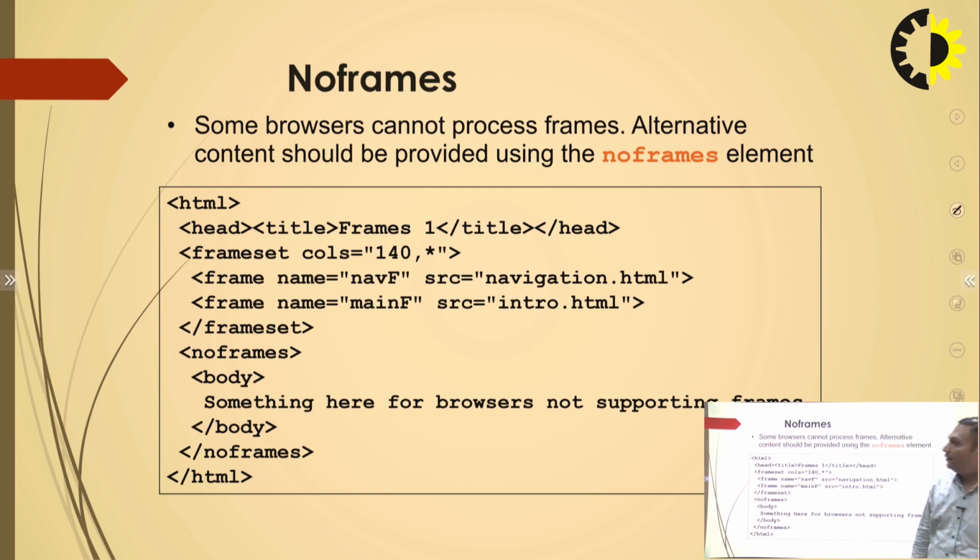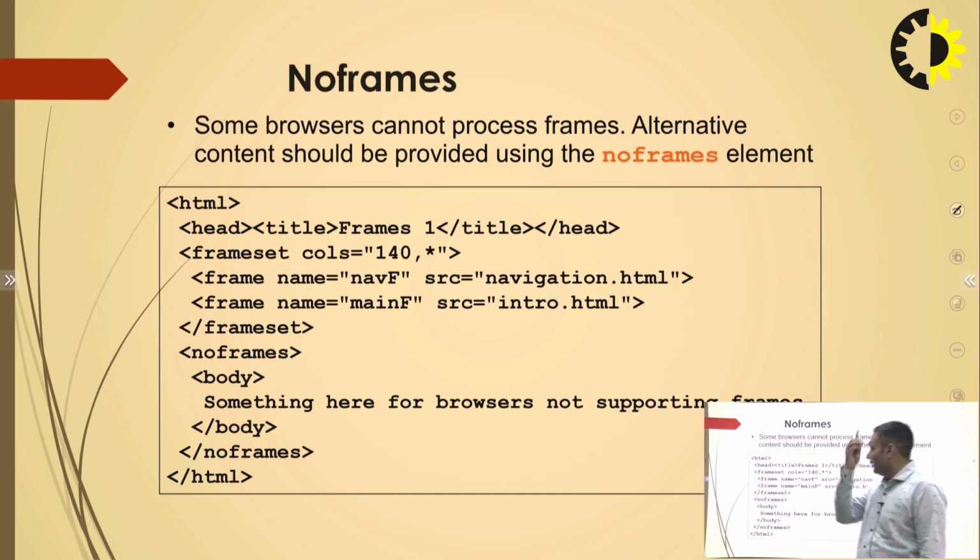Noframes. Some browsers can't process frames, so alternate content should be provided using the noframes element. So noframes is an element that is used when we have no frame to display in the same window. So let's see an example.